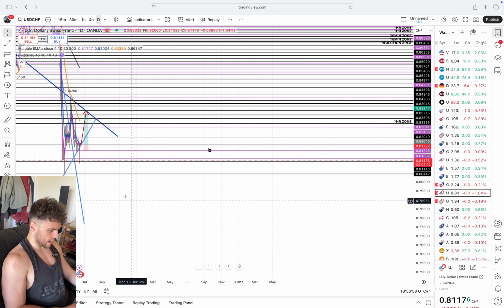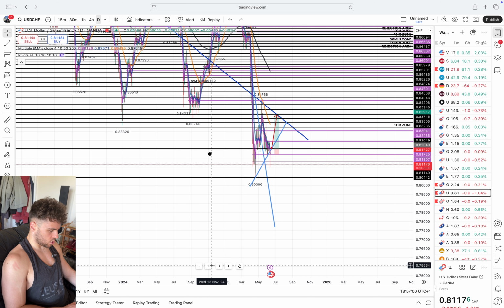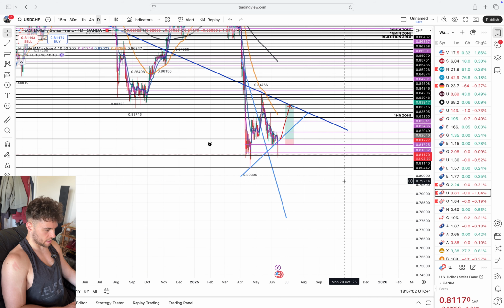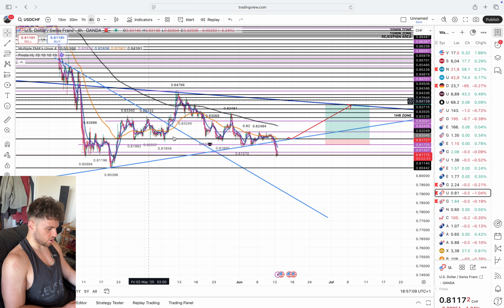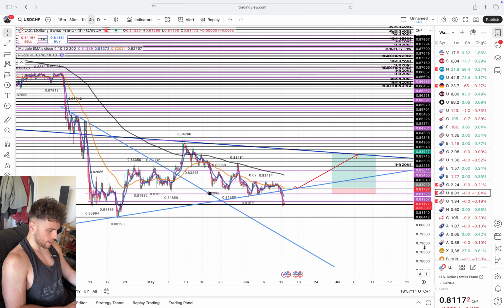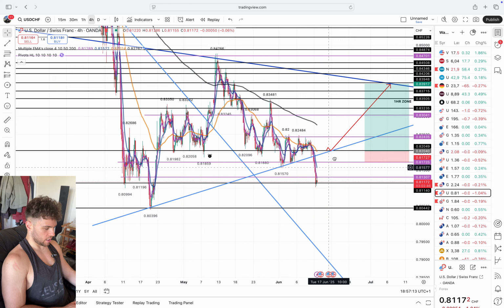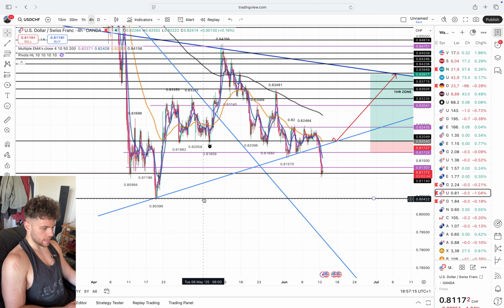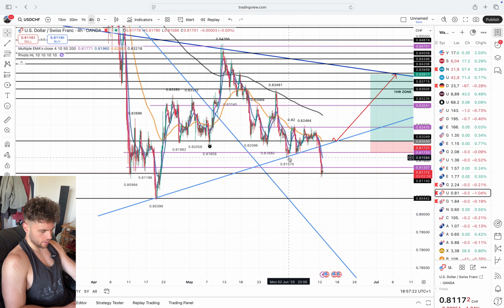Looking on the daily and zooming in, we rejected nicely off this daily trend line up here and made our way back down to the downside. The reason why I was looking for buys is because on the 4 hour, we were creating a short-term uptrend. We have one touch here, and multiple touches here. Look how many times it hit this area. And what do we usually get when we hit this area? Some bullish impulse to the upside.